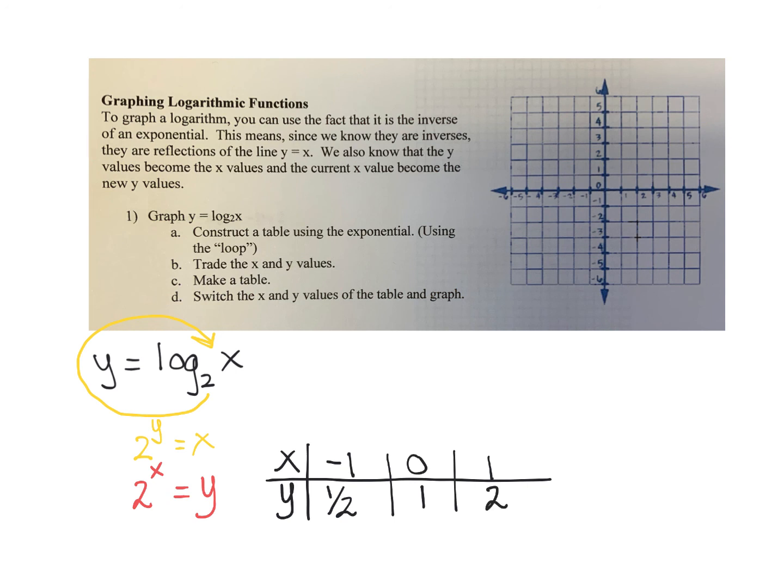But remember, I switched the x and y, so I have to do this last step right here and trade them back. So this is going to be my y, and this is going to be my x, and now I'm going to graph them. At 1/2, I'm at -1. At 1, I'm at 0. And at 2, I'm at 1. There's my log graph. That was a pretty simple example, so let's try a trickier one.